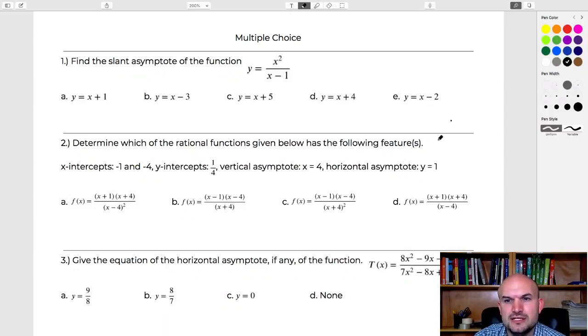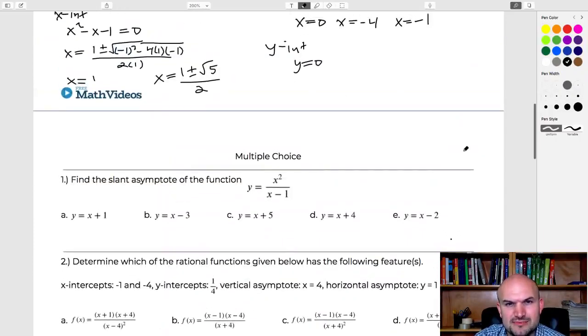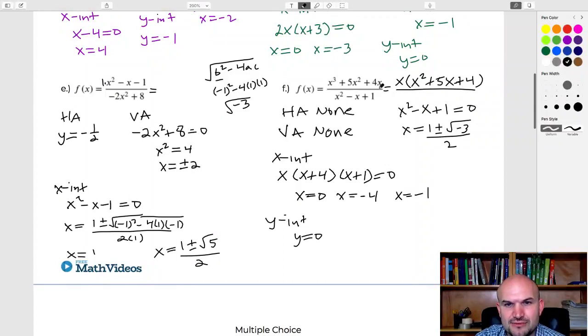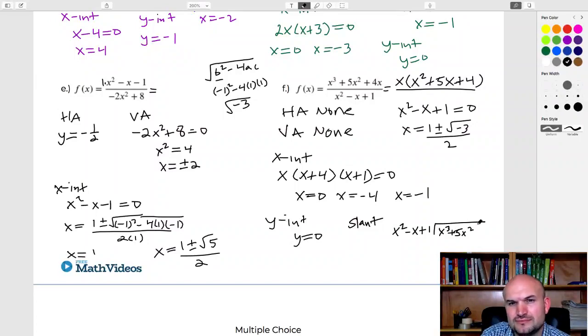All right. So, did I do the slant asymptote? No, I forgot to. So again, we have to identify the slant asymptote here. What we have to do there is long division. The slant asymptote is just the y equals the quotient of our division of these two polynomials. So that's x cubed plus 5x squared plus 4x, divided by x squared minus x plus 1.